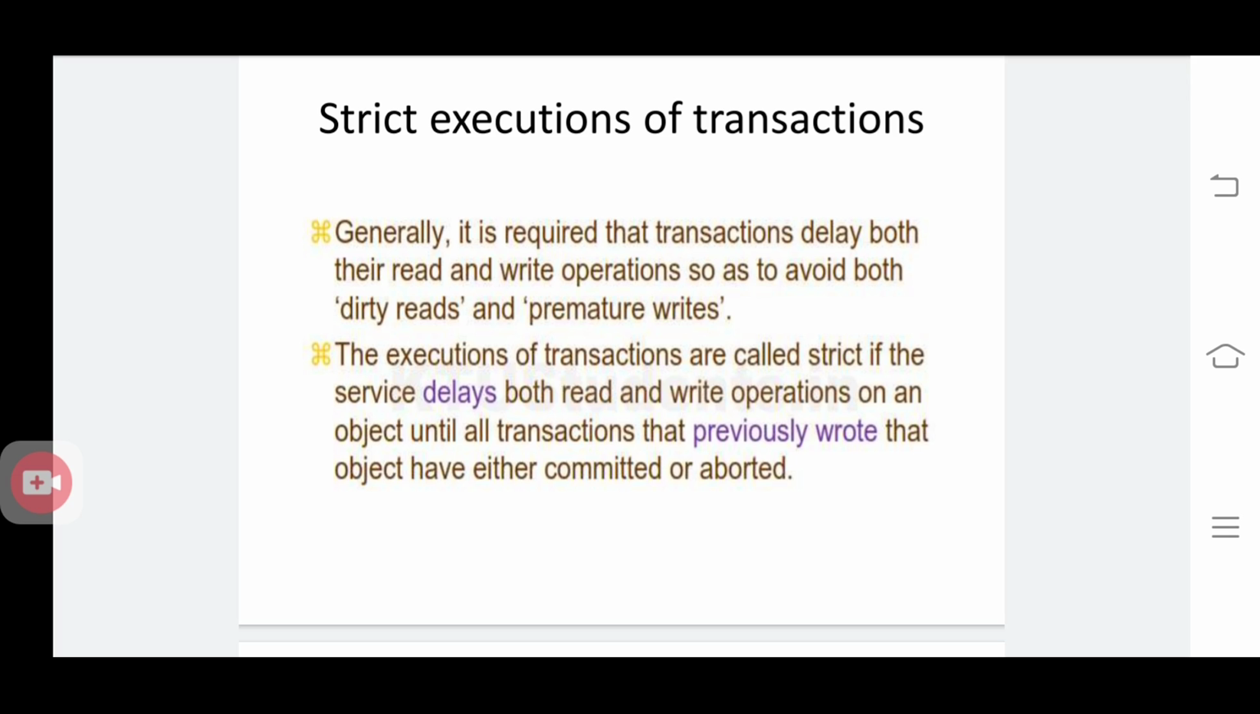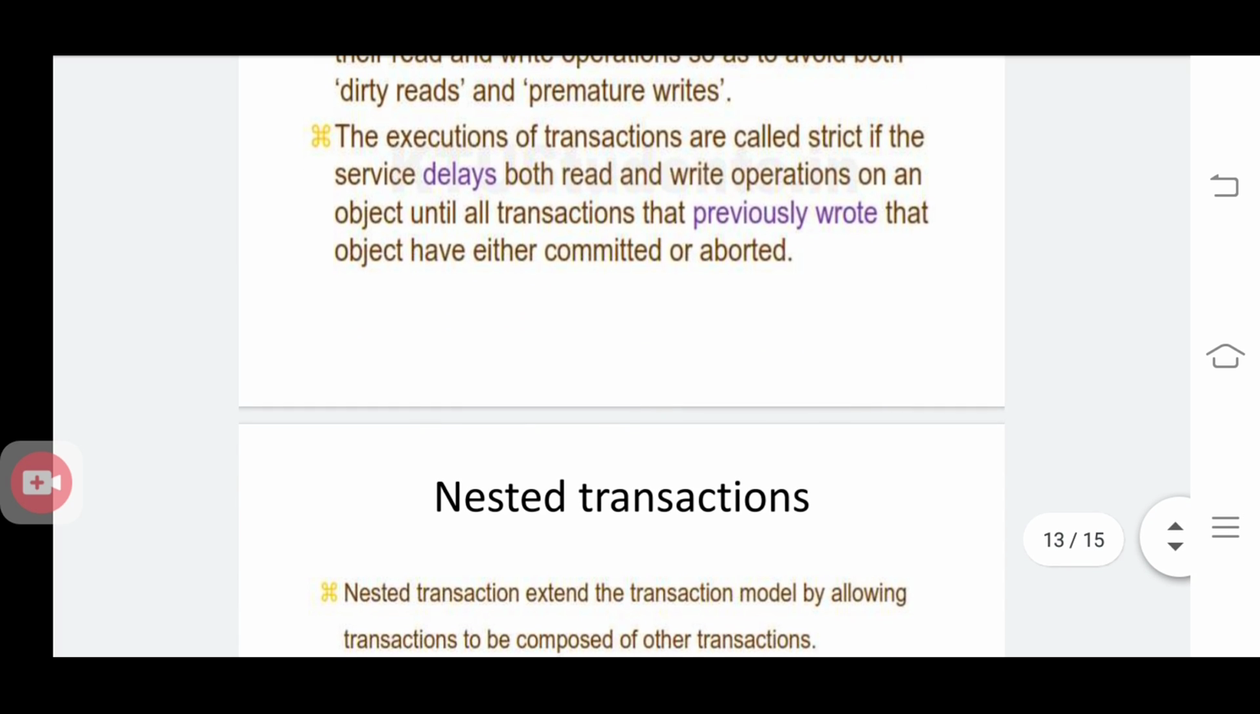To avoid dirty reads and premature writes, the execution of transactions is called strict if the service delays both read and write operations on an object until all the transactions that previously wrote that object have either committed or aborted. So only after the commit or abort operation can another read or write be performed on that same object. That is the strict rule of execution of transactions in concurrent processing.